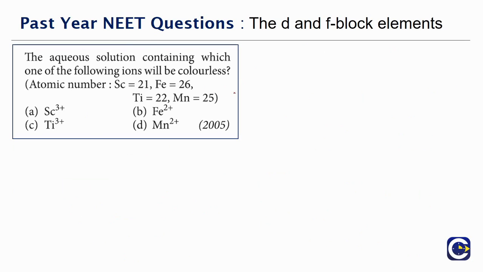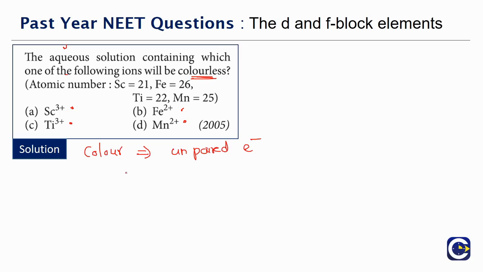Next we have a question that has come in the year 2005. The aqueous solution containing which one of the following ions will be colorless? So here we have scandium 3 plus, Fe2 plus, titanium 3 plus, and then manganese 2 plus. See, this is a question that we have seen quite often, the same model of question getting repeated. So here we need to find which of them will be colorless. Now the color of these ions is attributed to the existence of unpaired electrons.